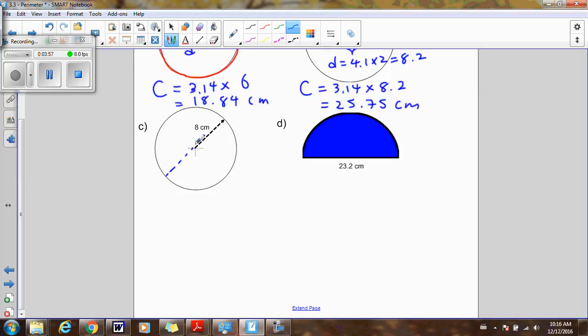Okay. I'm just going to do the other two as well. So again, with this one here, the diameter would just be 8 times 2, which is 16. And to find the circumference, you just do 3.14 times 16, and you're going to get 50.27 centimeters.